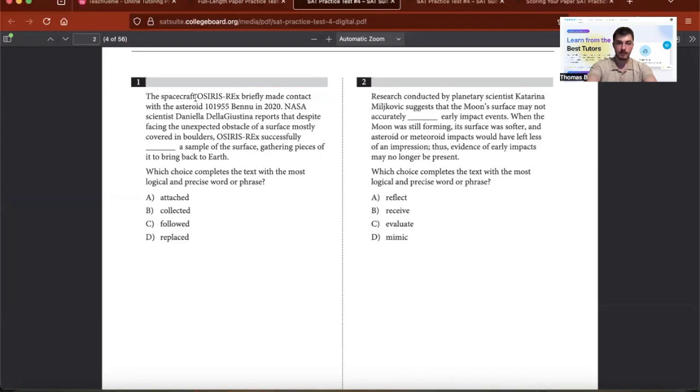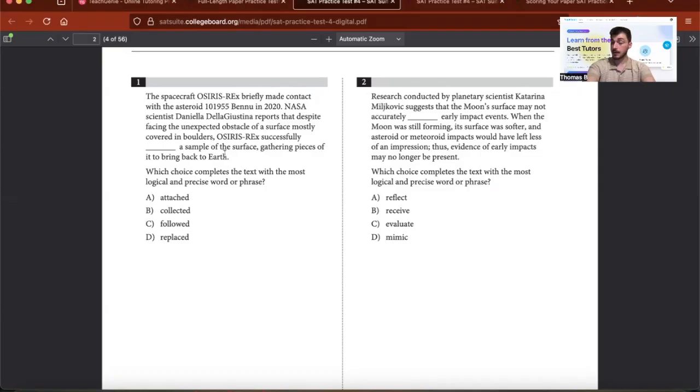So the spacecraft OSIRIS-REx briefly made contact with asteroid Bennu in 2020. NASA scientists report that despite facing the unexpected obstacle of a surface mostly covered in boulders, OSIRIS-REx successfully blank a sample of the surface, gathering pieces of it to bring back to Earth.